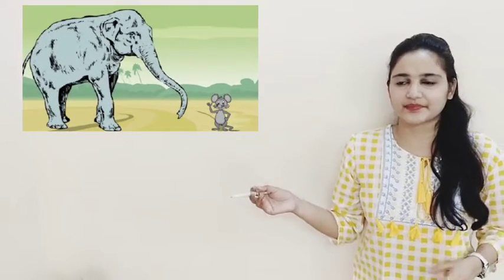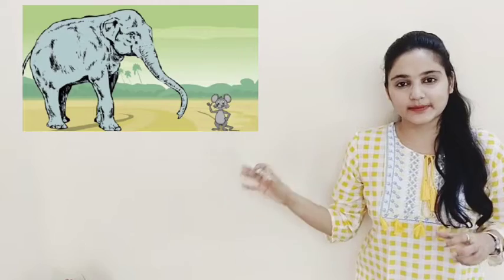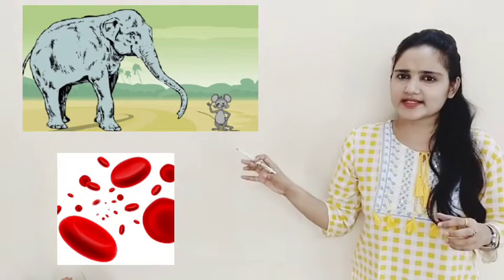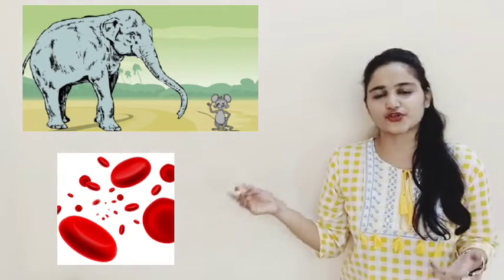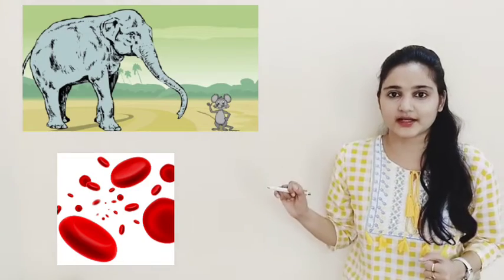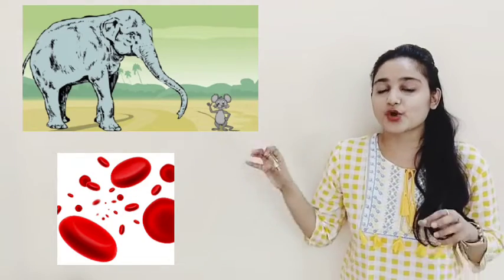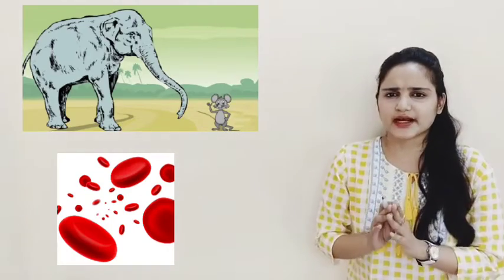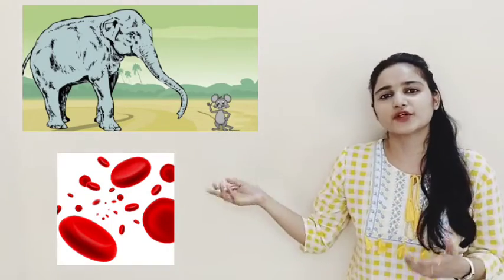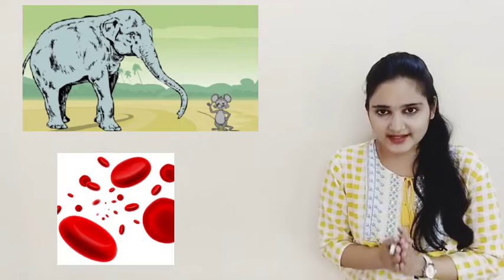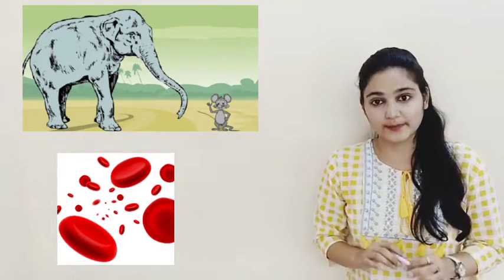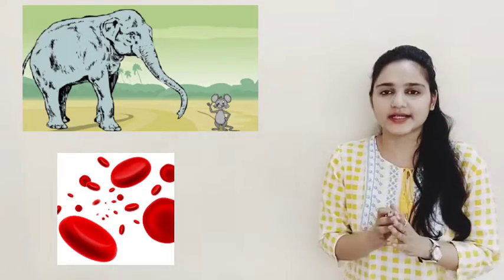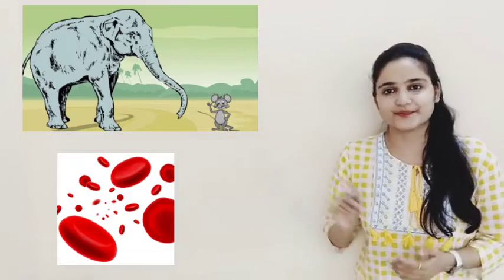Let's take an example. There is one mice and one elephant. Now both of them have red blood cells, and red blood cells will perform the same function in both the organisms. But the size of the red blood cells will be the same irrespective of the size of the organism. So in this way, cell shape and cell size are related to the cell function.